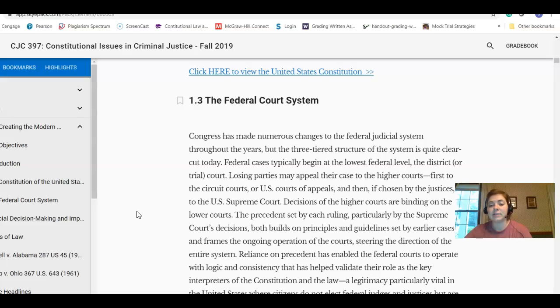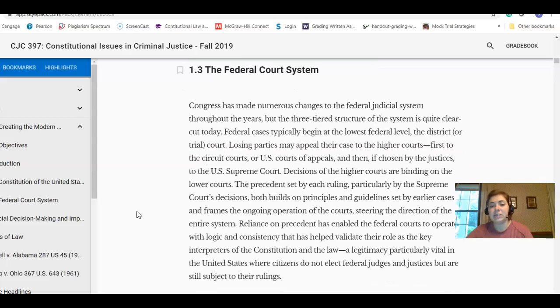Congress has the ability to make some structural changes to the federal judicial system, and they have done so slowly, but there is a 3-tiered structure to the federal court system. All things start off in the trial court or the district court, and then there are courts of appeals, and then there's the United States Supreme Court. Decisions of the United States Supreme Court are binding on all federal courts and state courts when the item has been incorporated to the state.